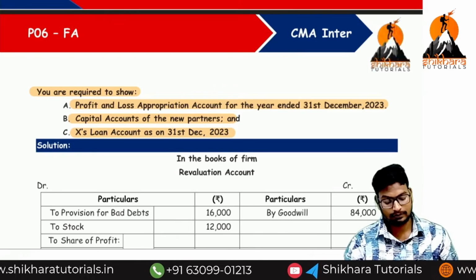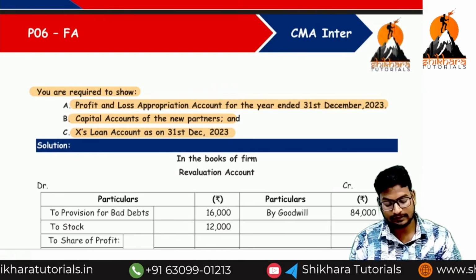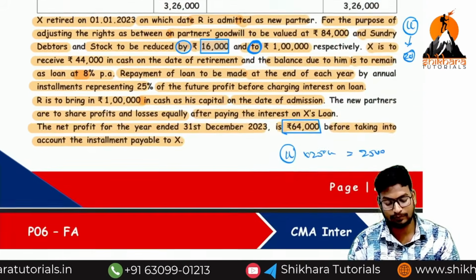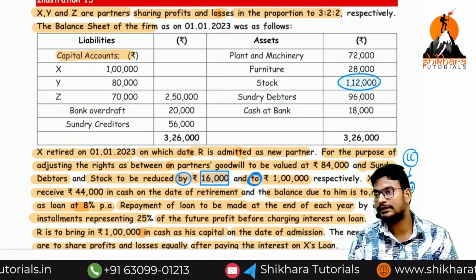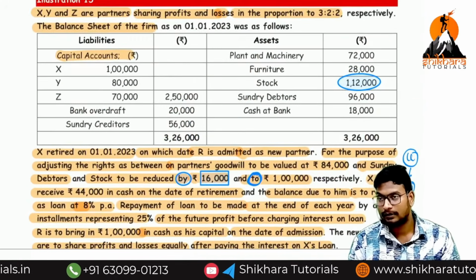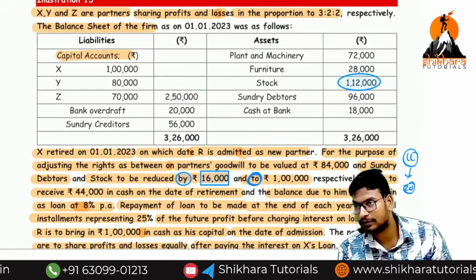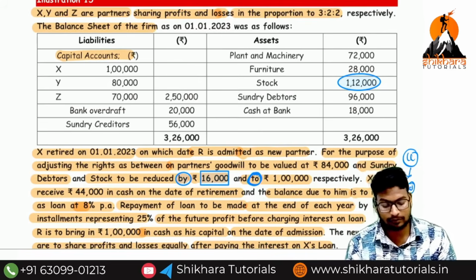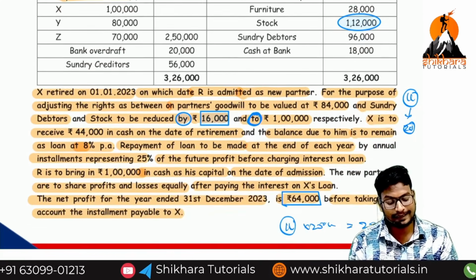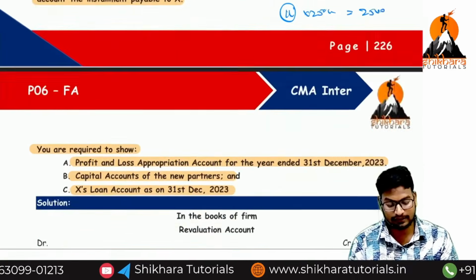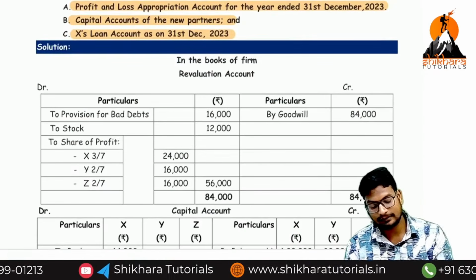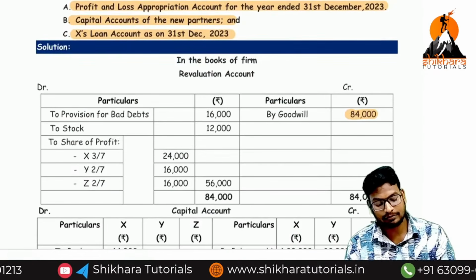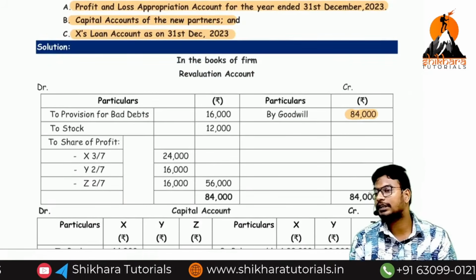So okay, what is the starting point? What are the steps we need to follow? Revaluation account. Should we prepare the revaluation account, or should we not? We should prepare the revaluation account. In the revaluation account, as per the given board book standard, the goodwill they have recorded is how much? 84,000, directly in the revaluation account itself.